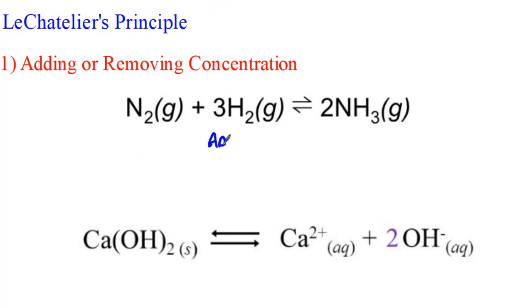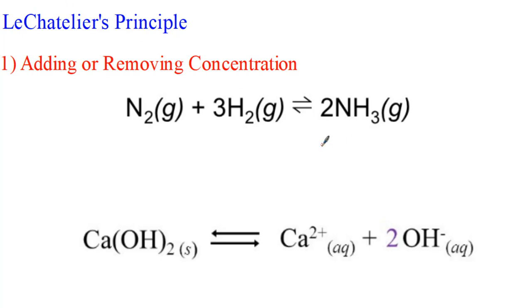Let's say we add hydrogen gas. What's going to happen to my reaction if I add hydrogen gas? It's going to shift to the right, which means we're going to make more NH3. We're going to make less nitrogen gas because it's going to use that nitrogen gas more and more to make more ammonia. So it always shifts away from wherever you're adding.